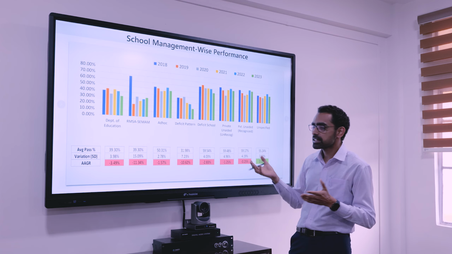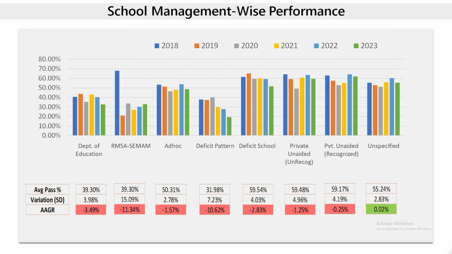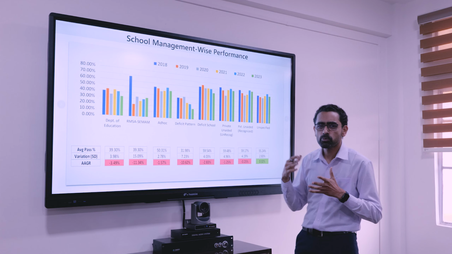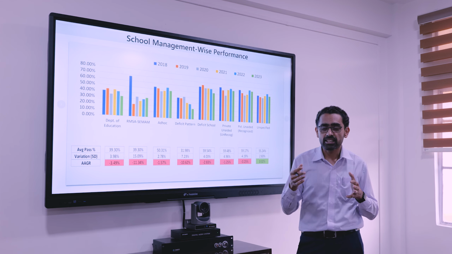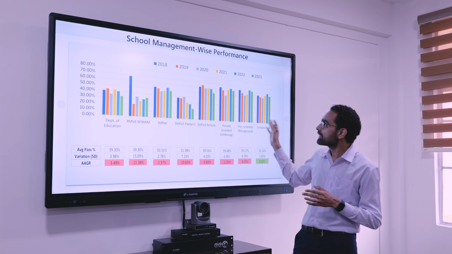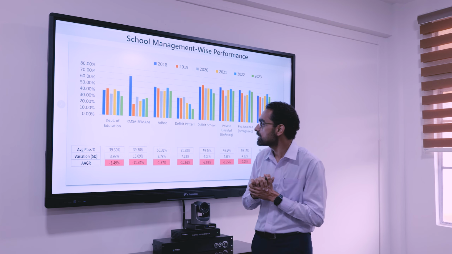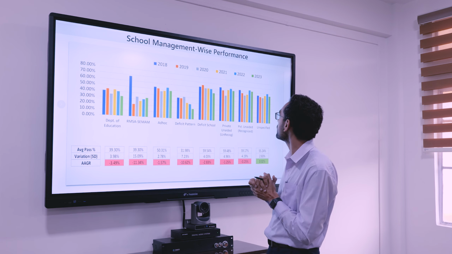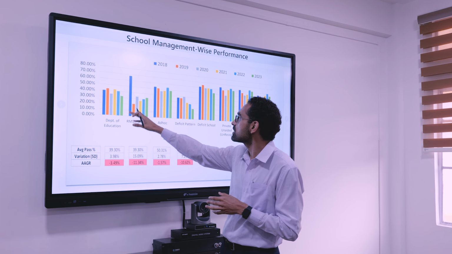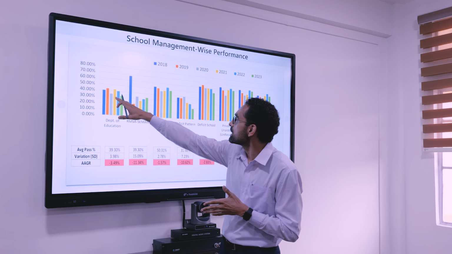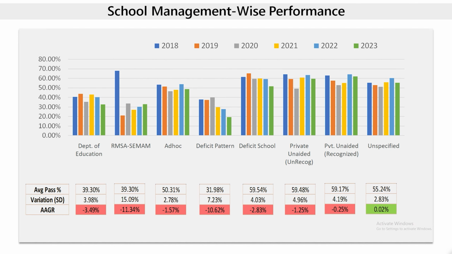Then we have unaided, which is the private schools. Within that also we have recognized and unrecognized, and there are some other special categories. For example, there are MECL schools run by MECL in the district of Ri-Bhoi. So there are various categories. Now let us see what is the performance of these particular categories within themselves. If you see the Department of Education, which are the government schools, they are mostly between 30 to 40%, as you can see.